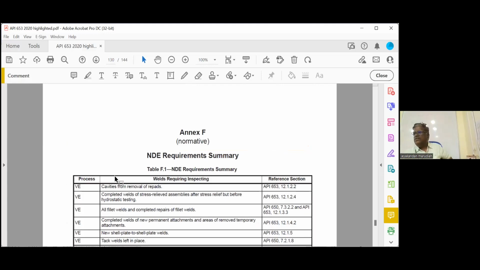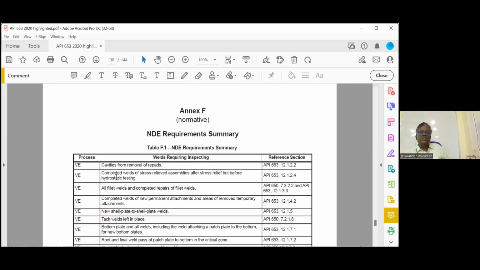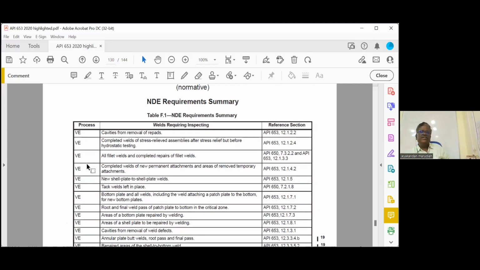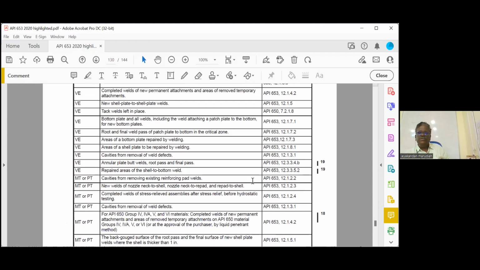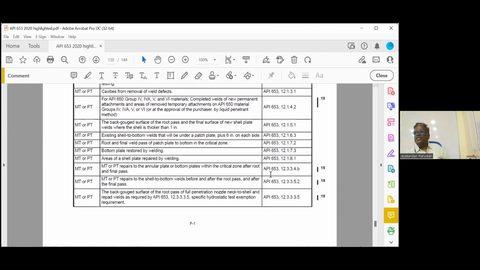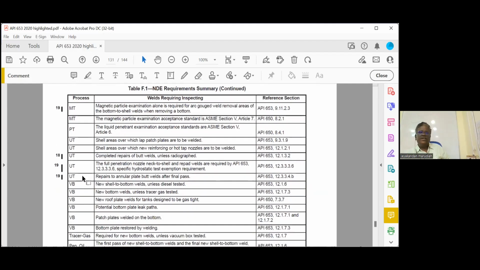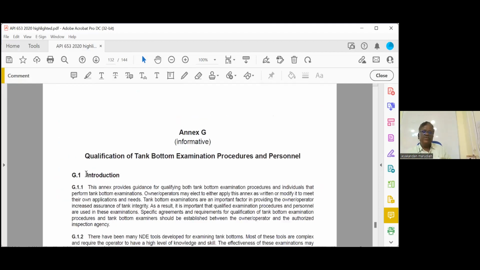Now, Annexure F. Annexure F may be helpful during your exam. It says where the NDT chapters are in the code book. For example, VE, visual examination, is covered in 6.3.1.2, chapter 12, 1.22. If you want to locate some NDT methods like MT or PT, you can check here, and you can click here also, and it will go directly. Okay, reference.